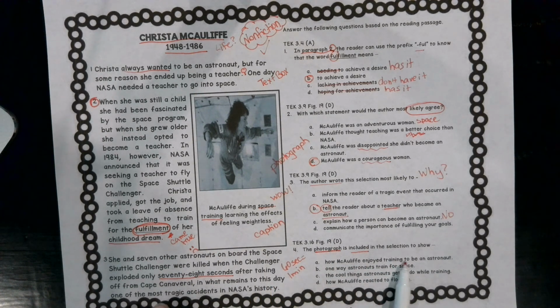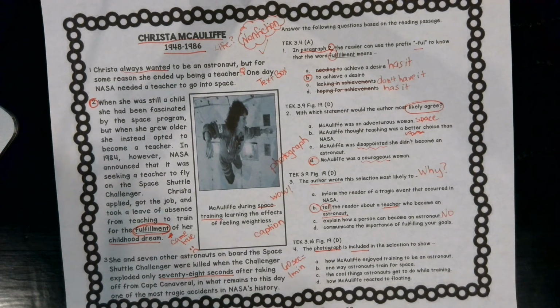How McAuliffe enjoyed training to be an astronaut. So, do you think they put this in to show us that she liked being an astronaut, that she was enjoying the training? Well, she's got a big smile on her face. I like that answer. One way astronauts train for space. I like this answer too because she was an astronaut training for space. Let's hold on to it. The cool things astronauts get to do while training. Uh-oh, that seems pretty cool. Yikes. How McAuliffe reacted to floating? Oh no. I like a lot of these answers. You know what? That means I'm really going to have to think about which one is the best.